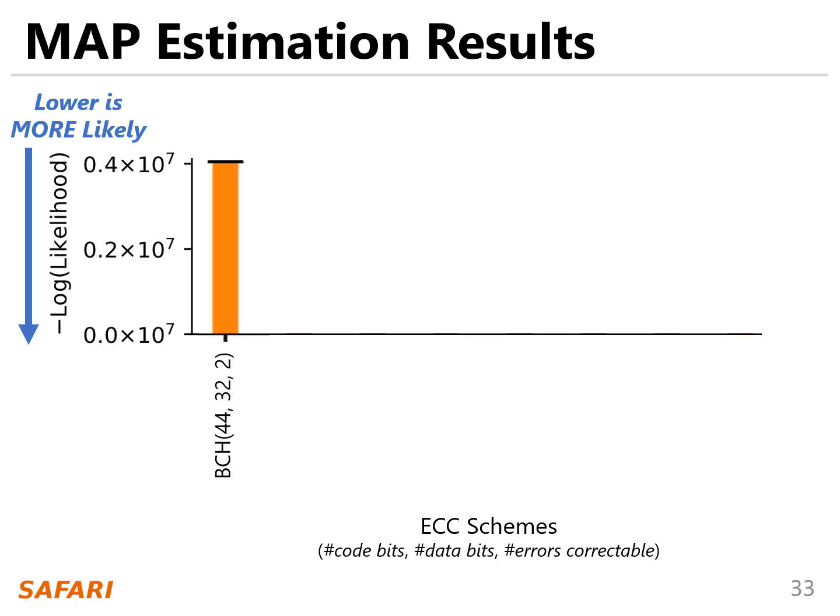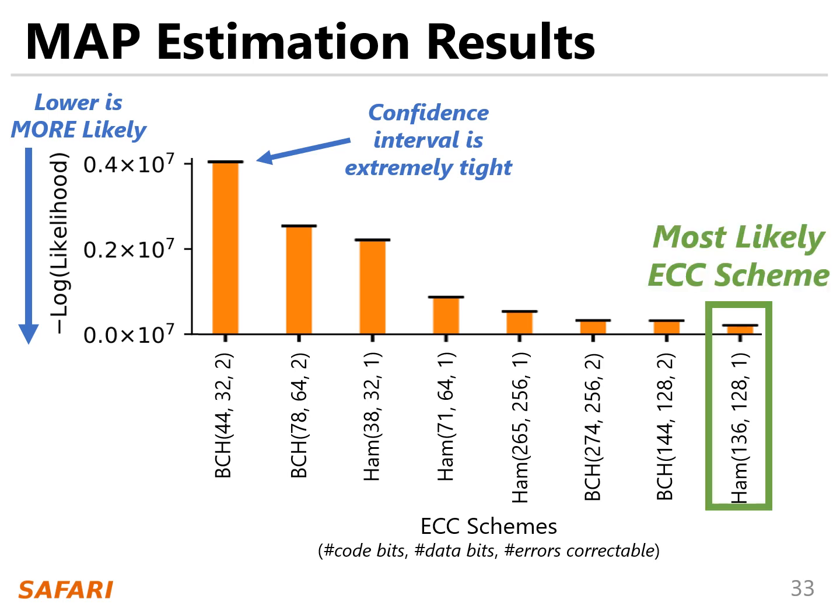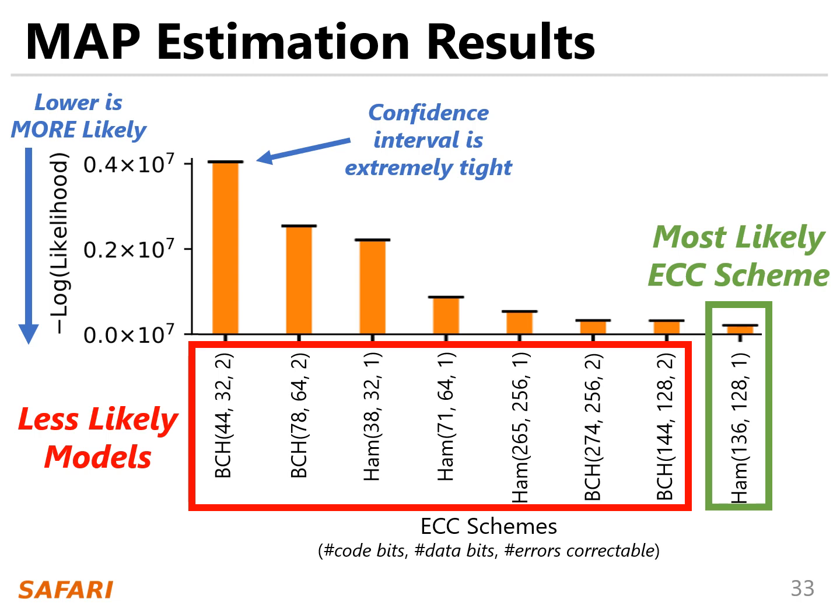So here I'm showing a BCH double error correction code with data word length 32 and full code word length 44 bits. And now we notice that at the top in black we're showing the confidence intervals, and the confidence interval is very tight. So now I'm going to show the 8 most likely schemes in our analysis, and these range from different BCH codes to Hamming codes, and we see that a Hamming single error correction code turns out to be the most likely ECC scheme, and this Hamming code has 128 data bits and 8 parity bits. This means that all of the other schemes shown here are less likely models than the most likely ECC scheme.